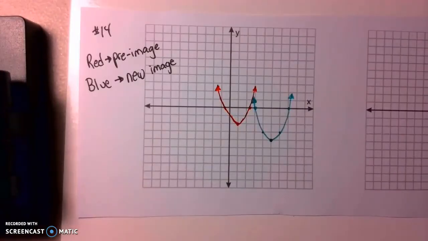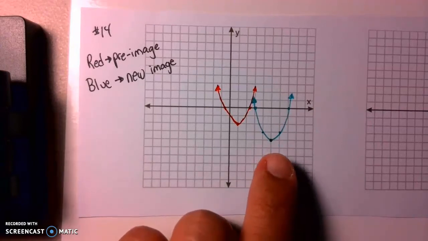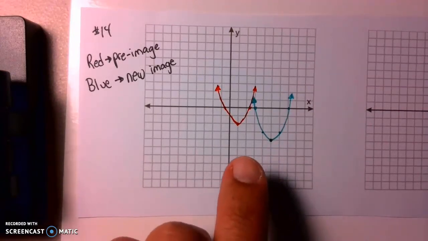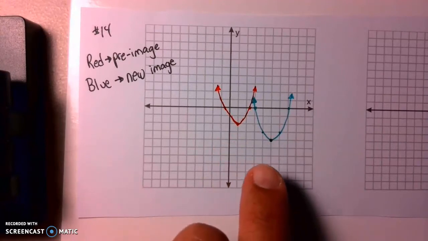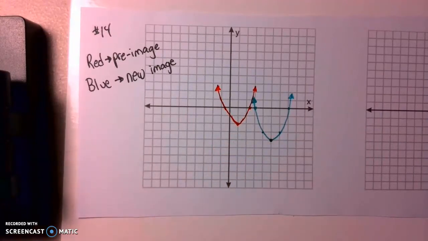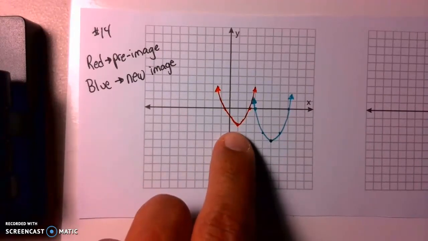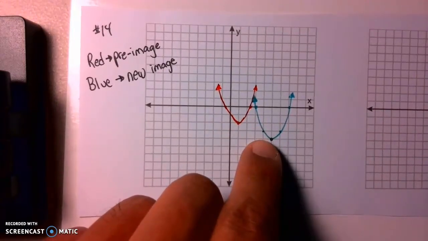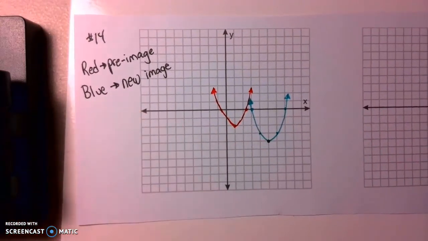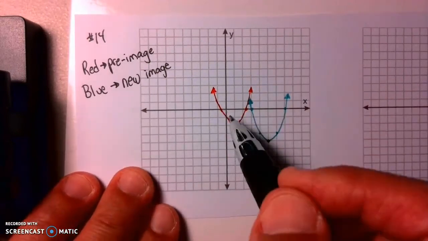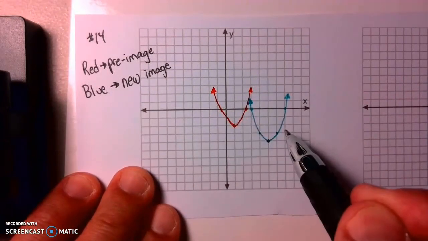All right, we are looking at number 14 here. I'm just going to read the directions. The blue figure is a translation image of the red figure. Write a rule to describe each translation. So basically, the red is the before, and then the blue is the new image. Okay, and we want to figure out a rule that moves this red to this blue.